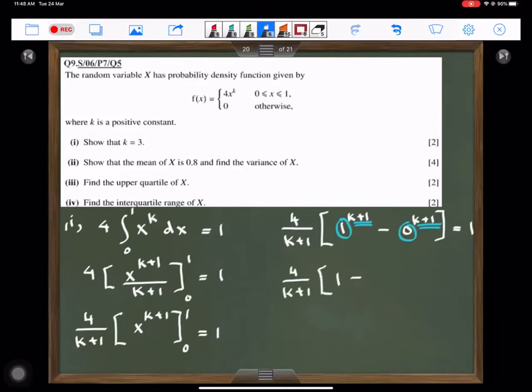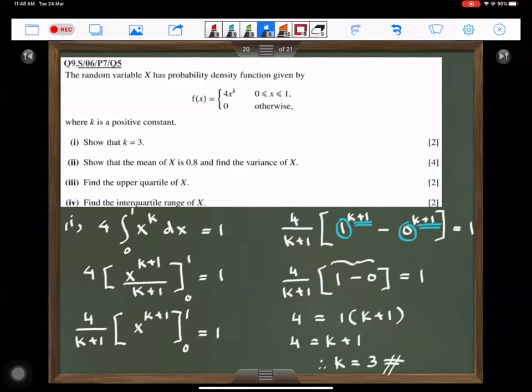1 minus 0 is equal to 1. Therefore, 4 is equal to 1 times k+1. This is simply 1. Therefore, 4 is equal to k+1. Eventually, k comes out to be 3. Okay.